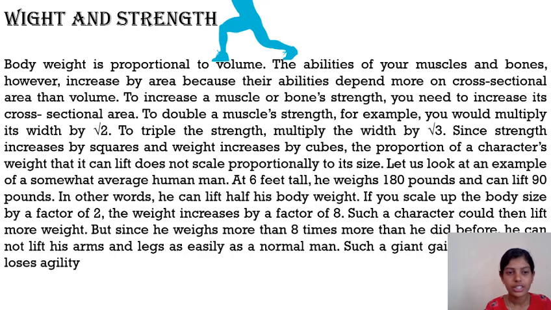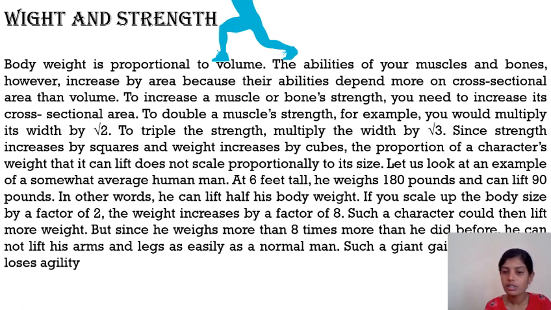Weight and strength. Body weight is proportional to volume. The abilities of your muscles and bones, however, increase by area because their abilities depend more on cross-sectional area than volume. To increase a muscle or bone's strength, you need to increase its cross-sectional area. To double a muscle's strength, for example, you would multiply its width by root 2. To triple the strength, multiply its width by root 3. Since the strength increases by squares and weight increases by cubes, the proportion of a character's weight that it can lift does not scale proportionally to its size.